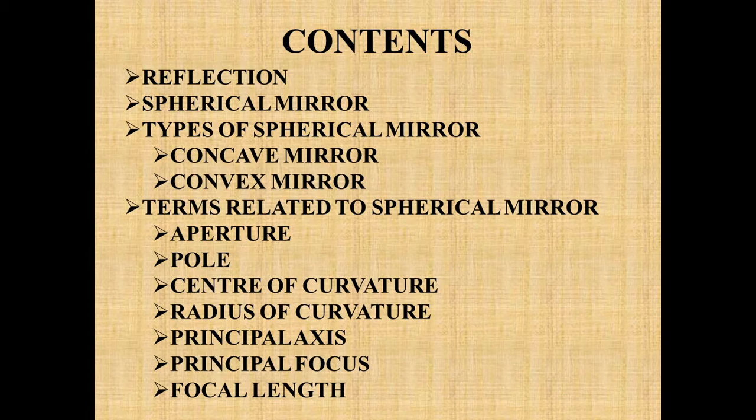What are the spherical mirrors? Then the types of spherical mirrors. So two types of mirrors we will study, concave mirror and convex mirror. Then the few terms that are related to the spherical mirror like aperture, pole, center of curvature, radius of curvature, principal axis, principal focus, focal length.